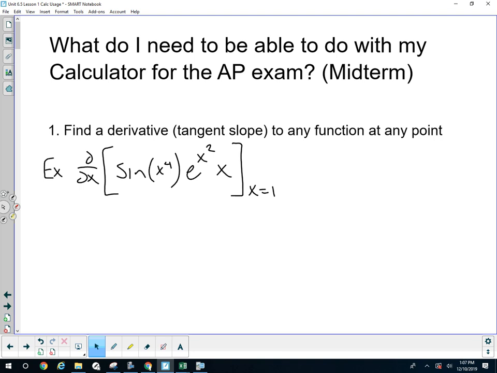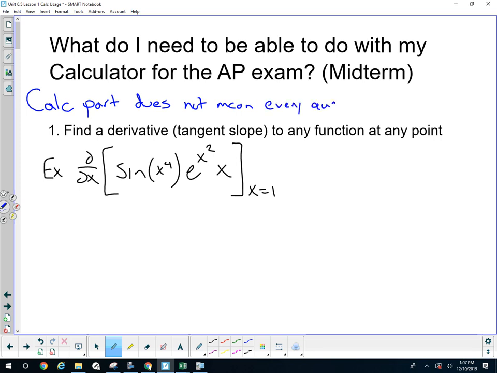Now, some things you should notice right away. If you look at 41 and 42, you're not going to use your calculator for these questions. Just because this is a calculator allowed part does not mean you use your calculator for every question. Write that down on your notes somewhere. Calculator part does not mean every question you will use your calculator.